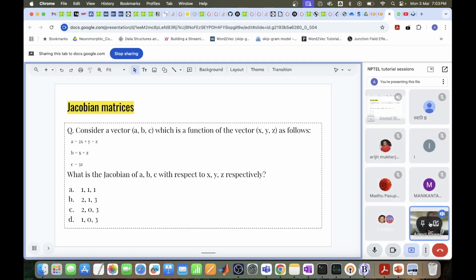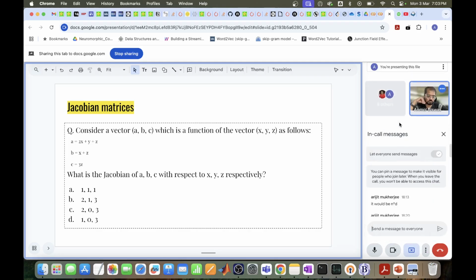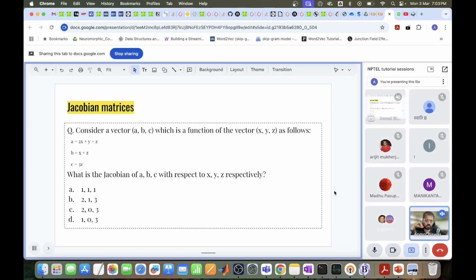Okay, so C is in fact the correct answer here, right? Like I said, if you explain what this is, it's fairly simple to figure it out. When you explicitly say that what you want is the gradient of A with respect to X, B with respect to Y, and C with respect to Z, right?